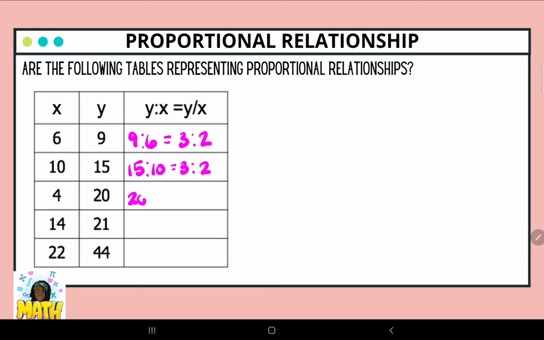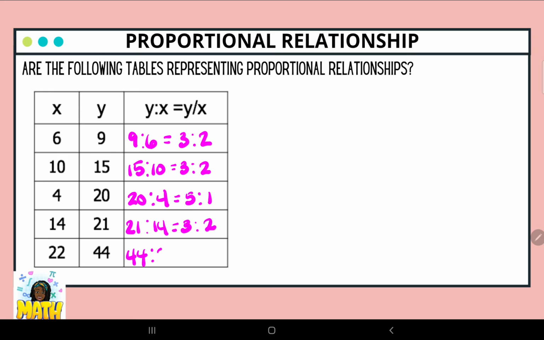Then we have 20 to 4. The largest number that goes evenly into both is 4. 4 goes into itself once, 4 goes into 20 five times, so that's a ratio of 5 to 1. Then we have 21 to 14. The largest number here is 7. 7 goes into 14 twice, 7 goes into 21 3 times. So 3 to 2 is the simplified ratio.